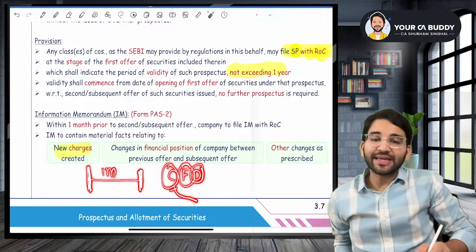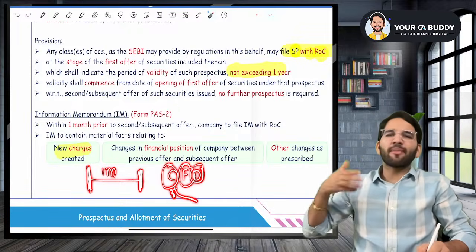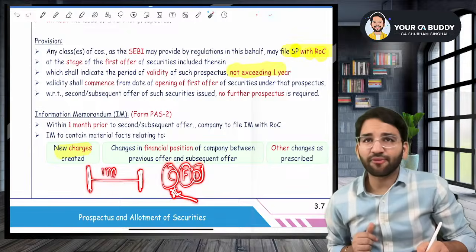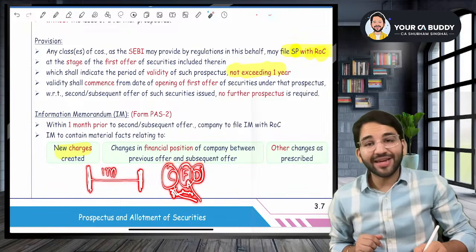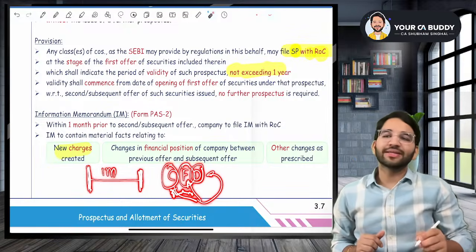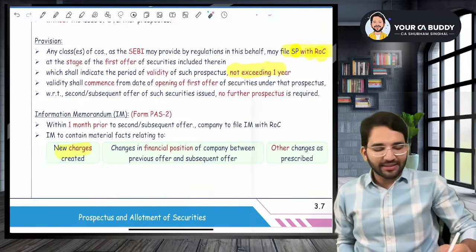What is CFO? Come on, remember along with me. You'll have to give details of CFO, 3 things. C, whether any new charges were created or not. F, any change in the financial position of the company. And O, any other changes as may be prescribed.